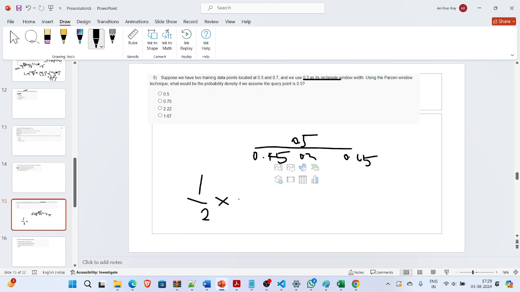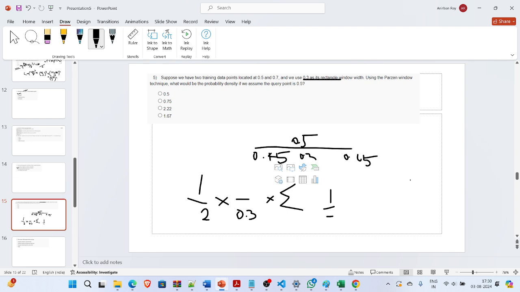Below we also need the width, because a volume was there, but it is only a line, so this is it. Next we have the summation over both points, but one point is equal to 0 and another is 1. For one point it is 1, and for the other point it is 1.